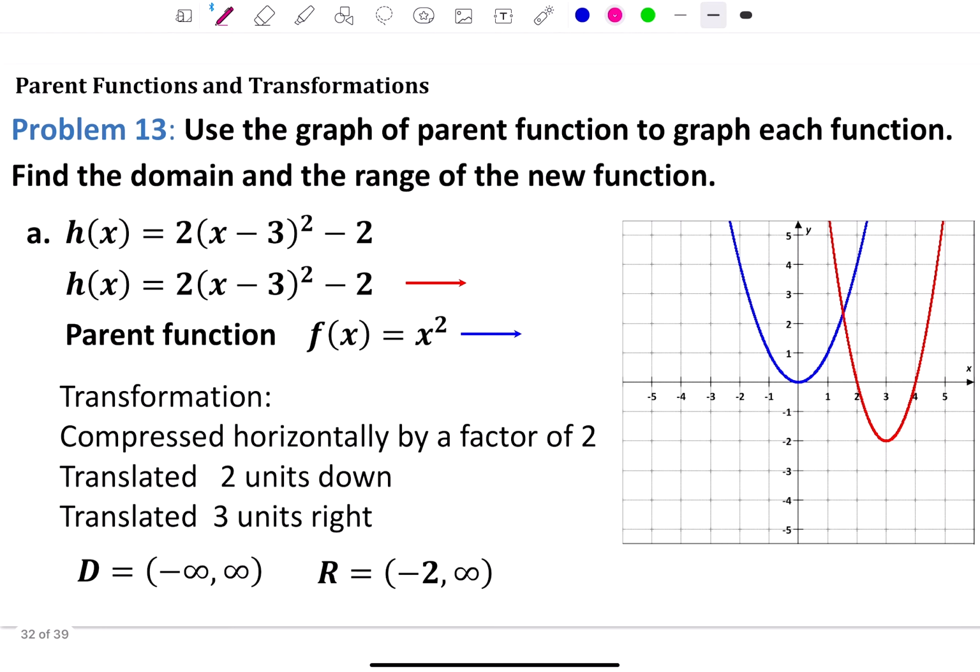So x squared compressed horizontally by a factor of 2, translated 2 units down and 3 units to the right. So my basic parent function, which is y is equal to x squared, is going to be shifted 2 units down, 3 units right, and compressed by a factor of 2.